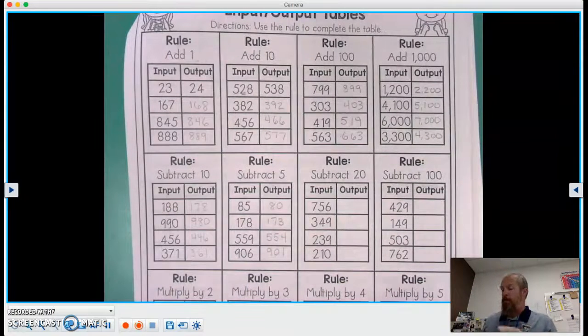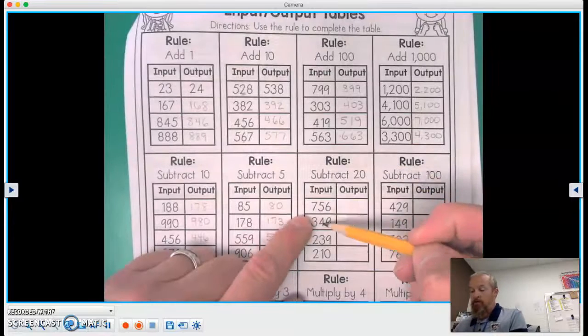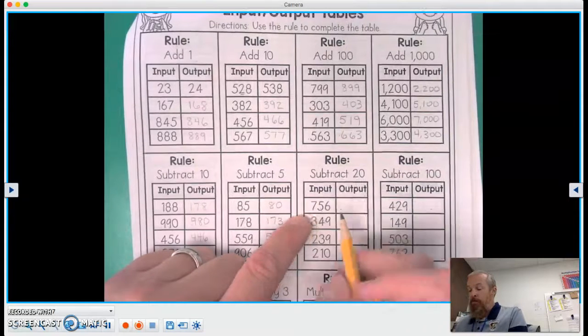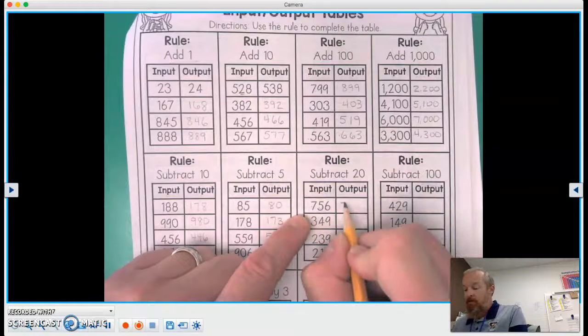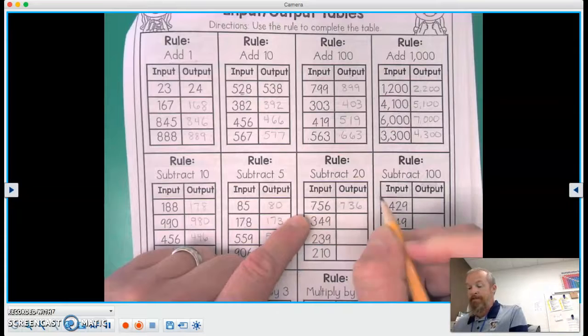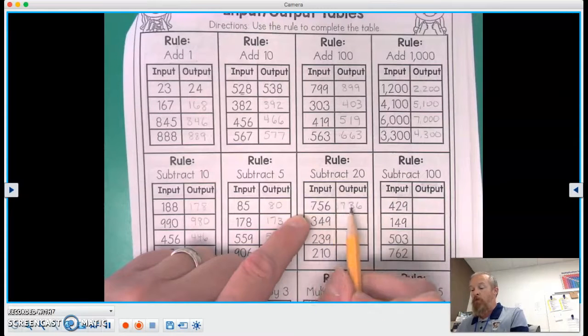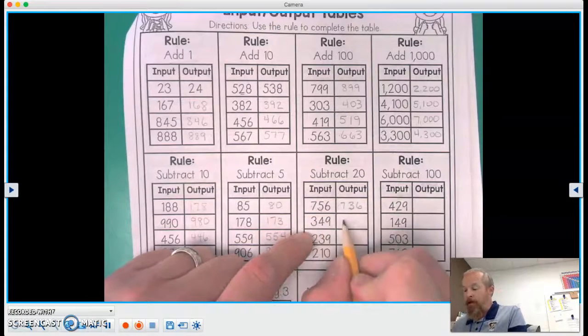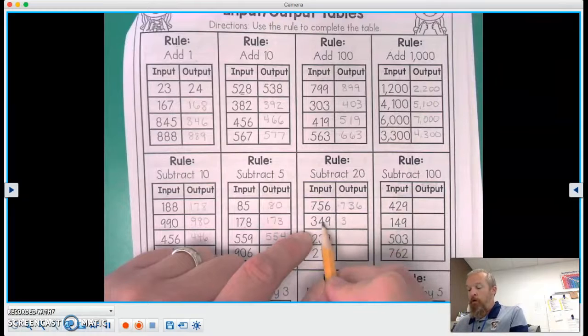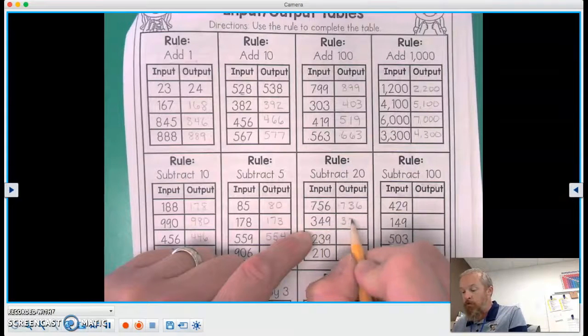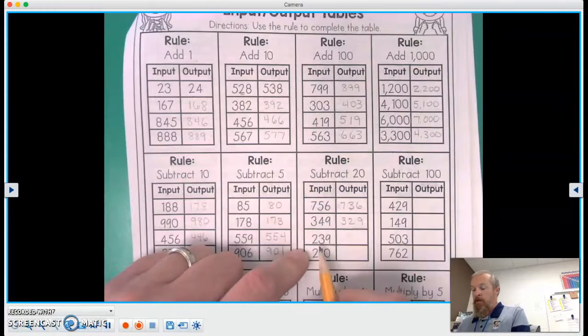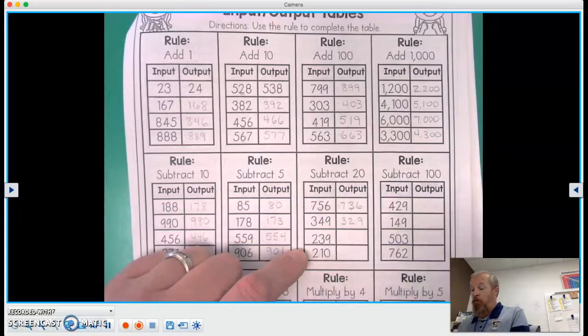So the cool thing about this is we're going to drop 2 from our tens column. So 756, 736. 7543. 349 would be 432. 39, 3, 2, 1.